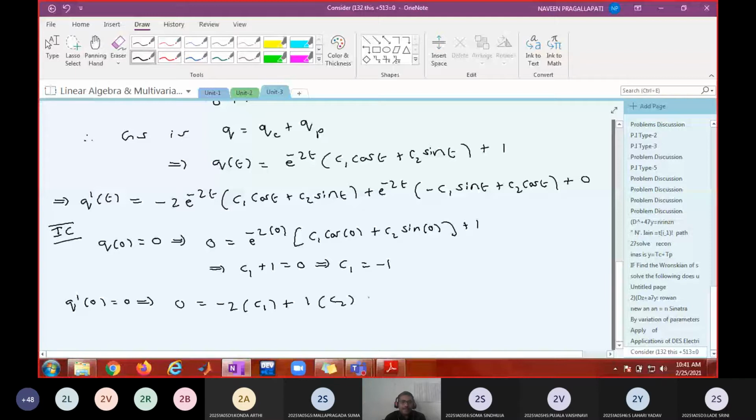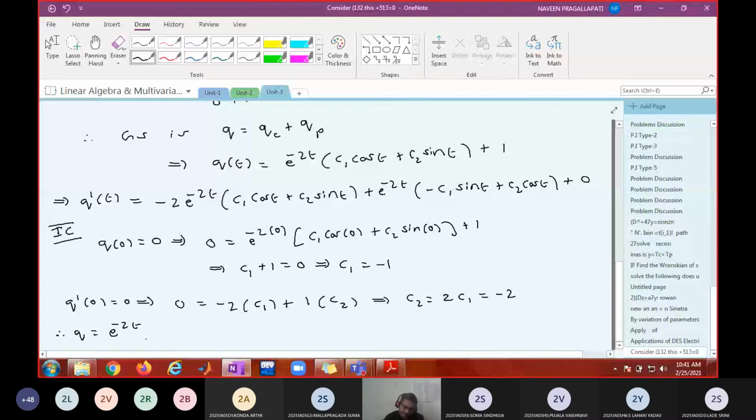So this implies that, what is c2? c2 equal to 2c1. But what is c1? Minus 1. Okay, therefore what is q? q is e power minus 2t into c1 cos t, c1 is minus 1, so minus cos t minus 2 sin t plus 1.